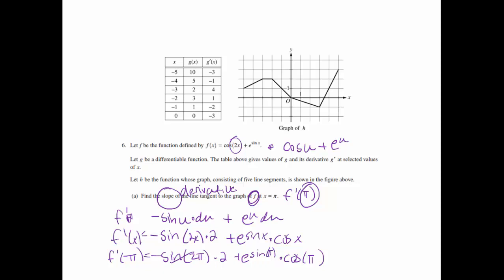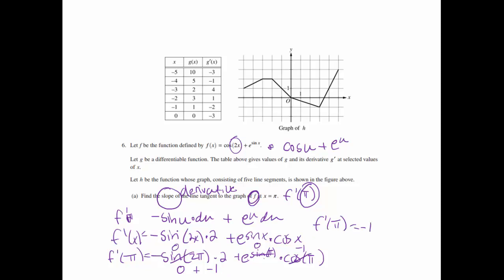The sine of 2 pi is 0. Sine of pi is 0. Cosine of pi is negative 1. So this is going to be 0 plus e to the 0, which is 1, times negative 1, which is negative 1. And so f prime of pi is equal to negative 1.